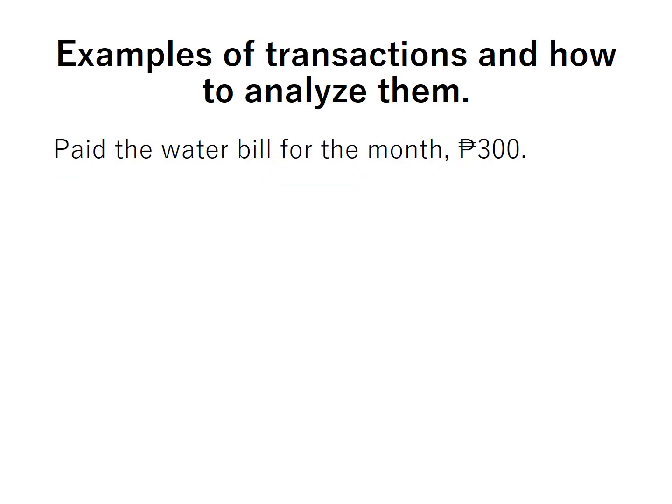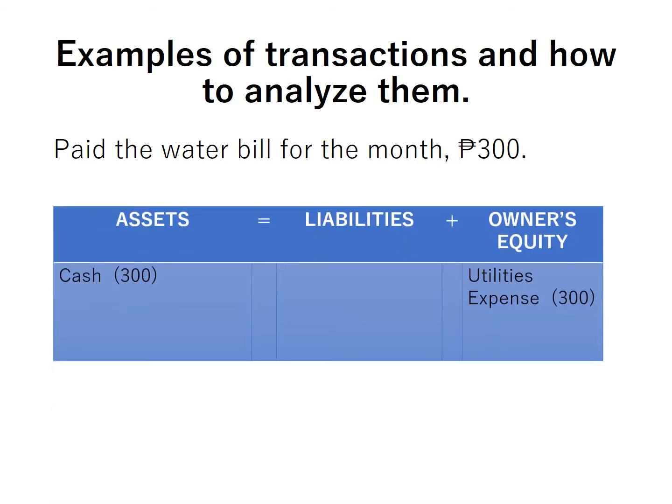Next transaction, the business paid the water bill for the month, 300 pesos. What accounts are affected? The first account affected is cash because there's a payment. The other account affected is utilities expense. We can use this account to record the receipt of the water bill.